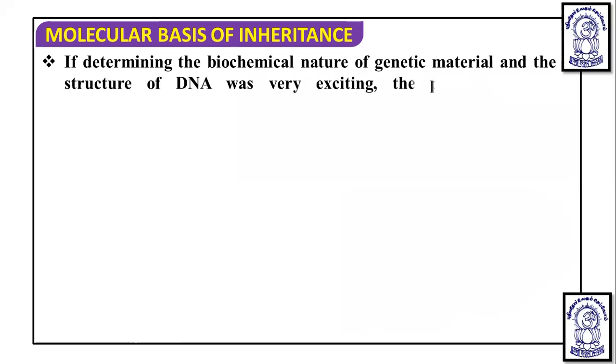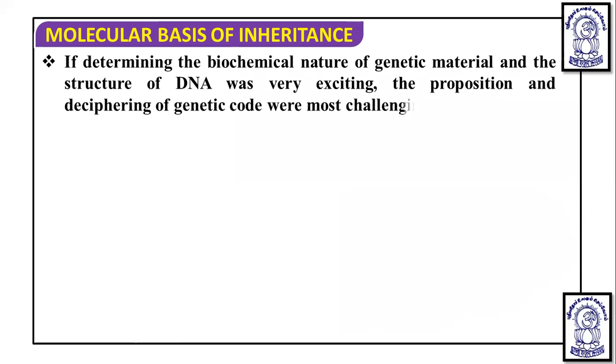If determining the biochemical nature of genetic material and the sequence structure of DNA was very exciting, the proposition and deciphering of the genetic code were most challenging. Okay, so we know that determining the biochemical nature of genetic material, that is the DNA, was very exciting, and Watson and Crick did it. But the proposition and deciphering, or deriving, the genetic code was most challenging. In a very true sense, it required involvement of scientists from several disciplines.